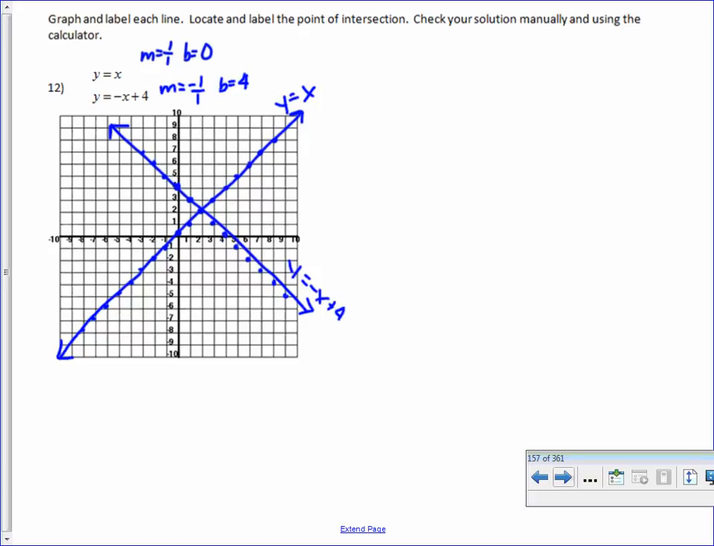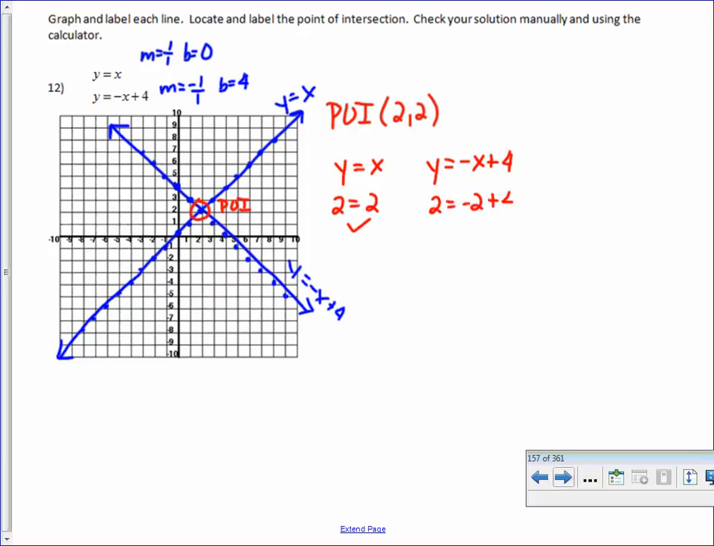It does look like I have a point of intersection here. I'm going to circle it and label it POI. And I have to show on my paper my POI is going to be at 2, 2. So let us check. y equals x: 2 equals 2 is a true statement. y equals negative x plus 4: 2 equals negative 2 plus 4. 2 equals 2. That checks as well. So therefore, it looks like I am okay.